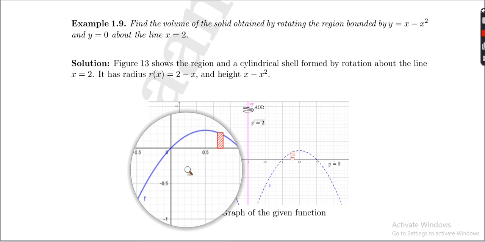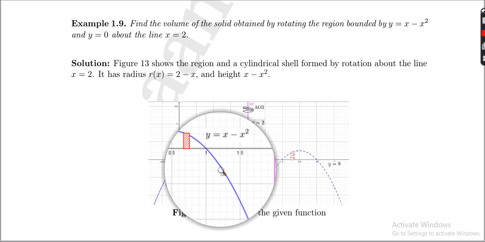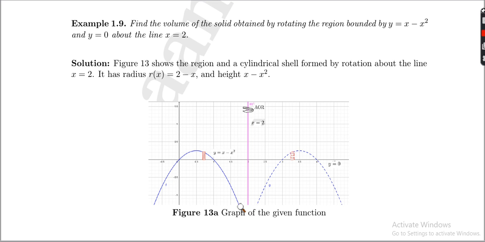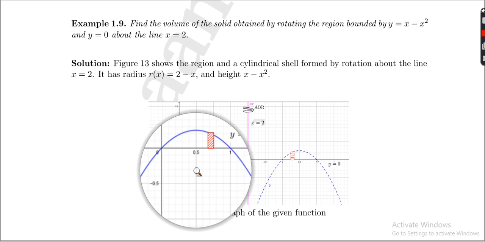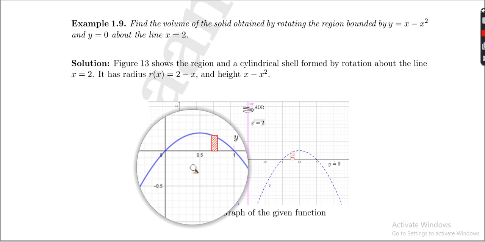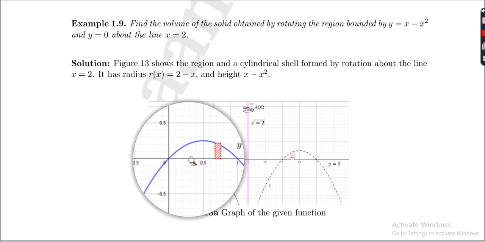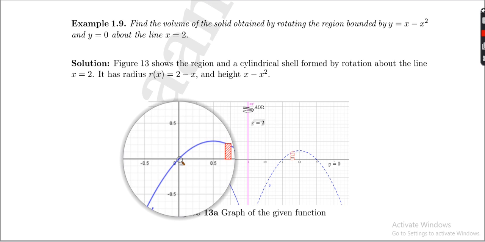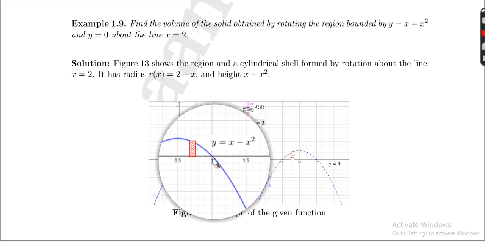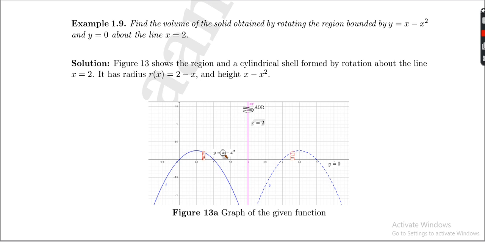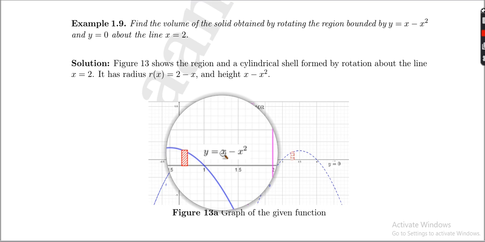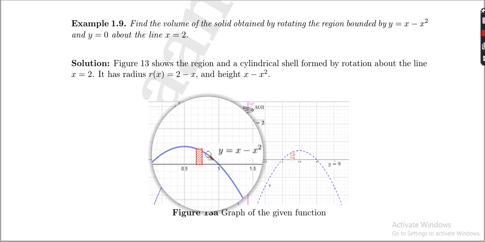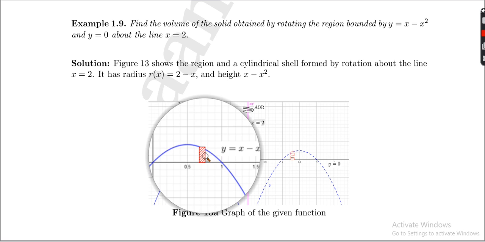So this graph is the function y equals x minus x squared. The graph is a parabola opening downward and whose x-intercepts are at x equals 0 and x equals 1. So the graph of the parabola passes through the origin (0, 0) and this point at (1, 0). Now for our convenience, since the given function is expressed in terms of x, we will be using the vertical rectangular strip or the vertical rectangular element.